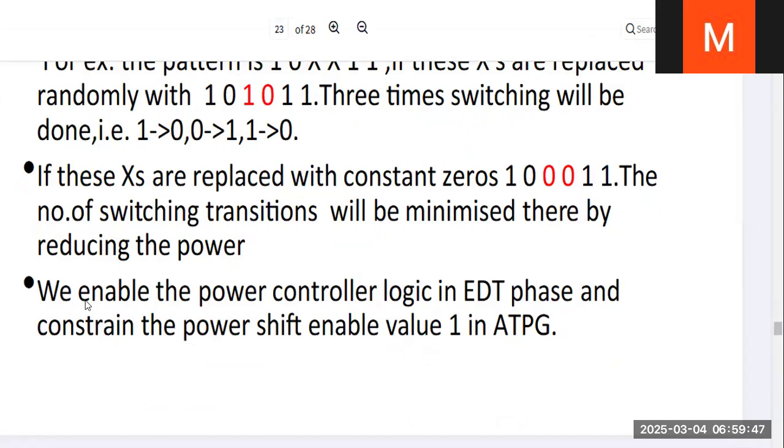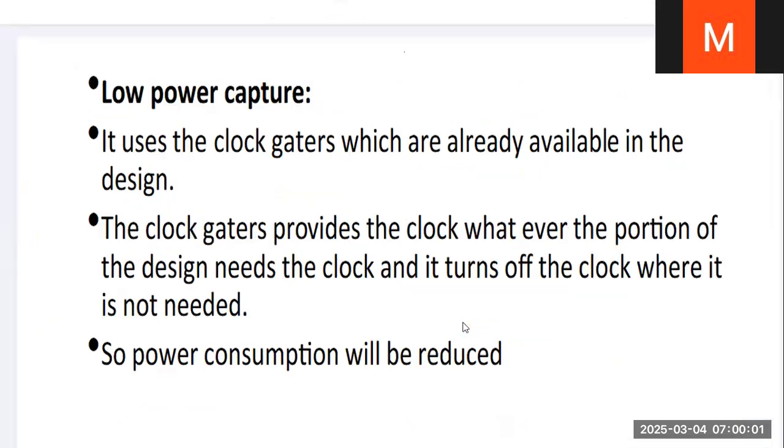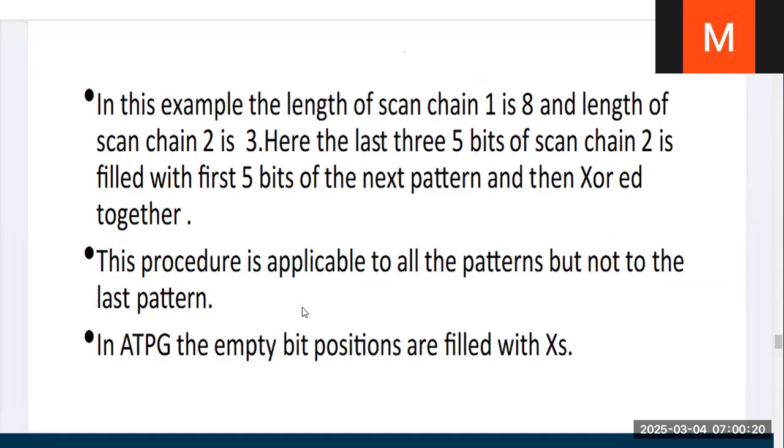This is important. We enable the power controller logic in the EDT phase and constrain the power shift enable value to 1 in ATPG. Low power capture uses the clock gators which are already available in the design. The clock gators provide the clock to whichever portion of the design needs it, and turn off the clock where it is not needed. So power consumption will be reduced.